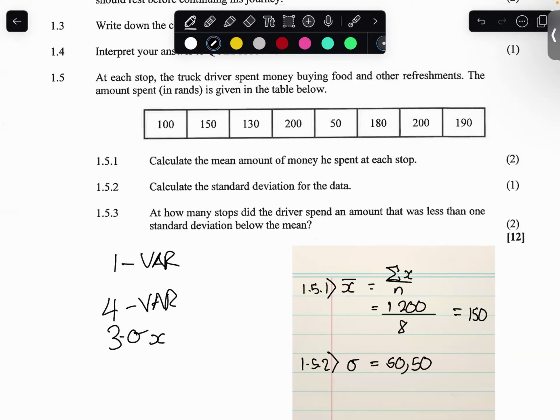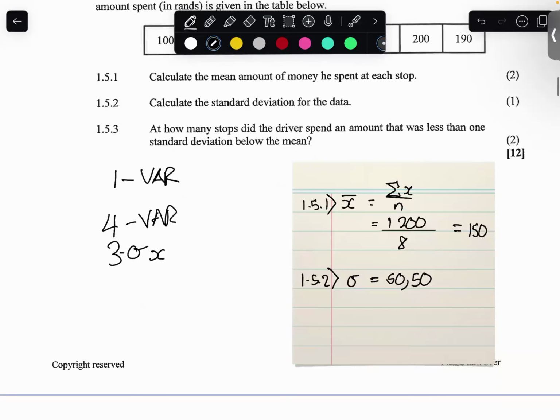Okay. The next question says, at how many stops did the driver spend an amount that was less than 1 standard deviation below the mean? This question is always pretty simple. It's always pretty standard. All you have to do is 1.5.3, you're going to take your mean. Normally we add 1 standard deviation and subtract 1 standard deviation from the mean. Right? In this case, we're only going to use this solution.